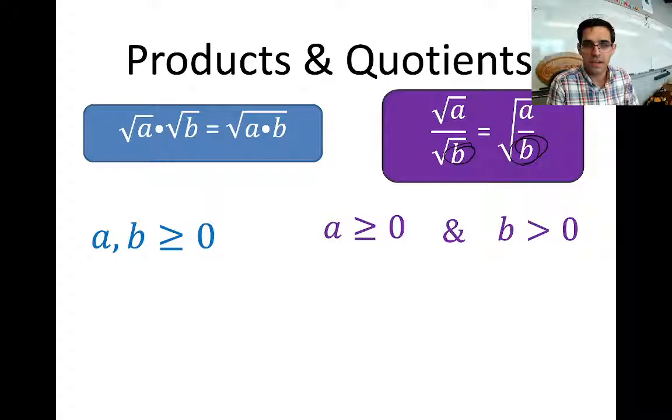Also, with dividing, B can't be a 0. Only with dividing, the denominator can't be 0. The reason being is you can't divide by 0.